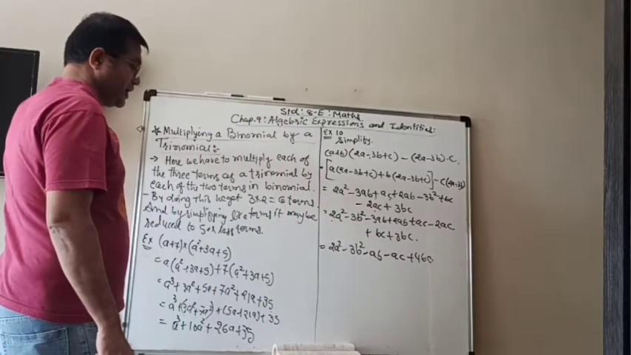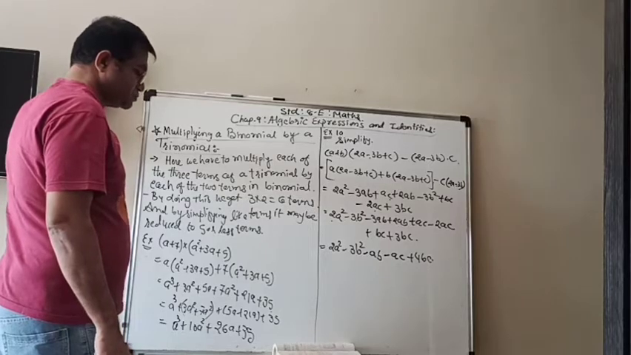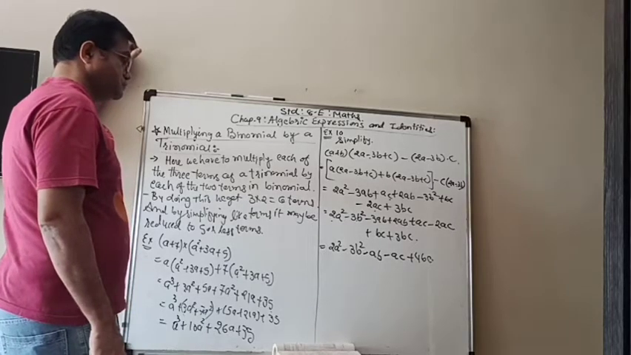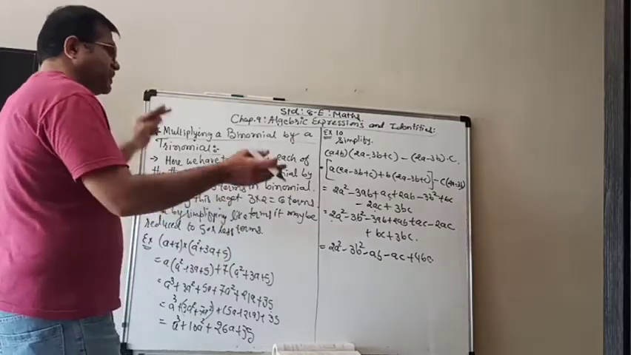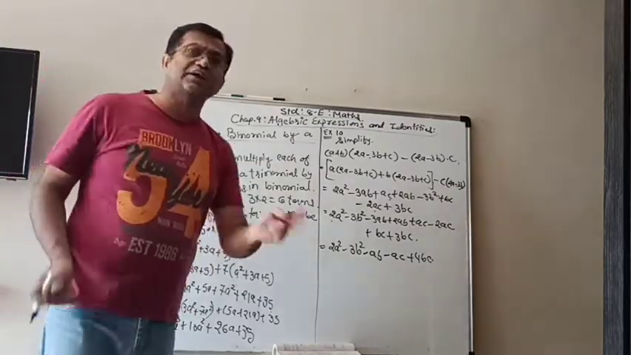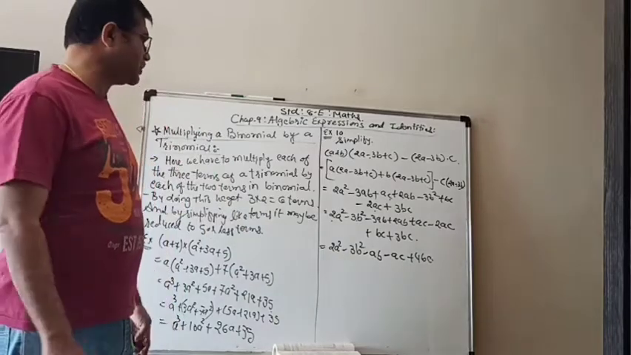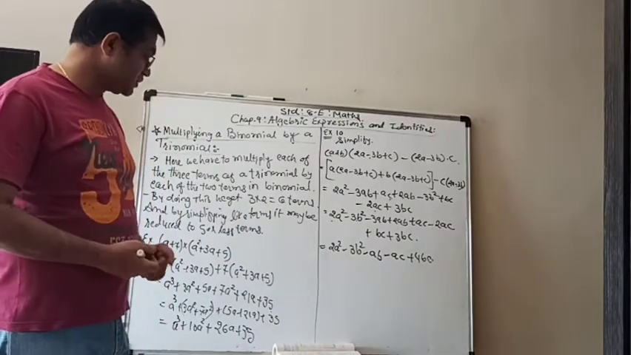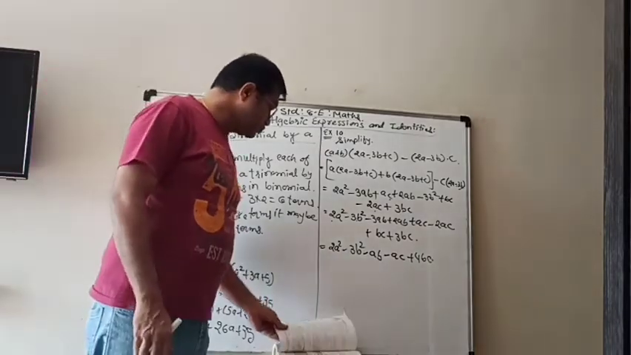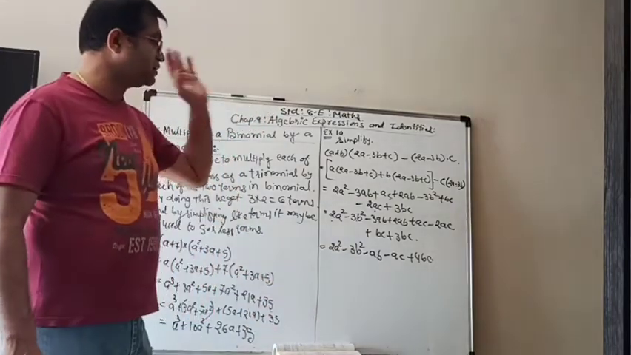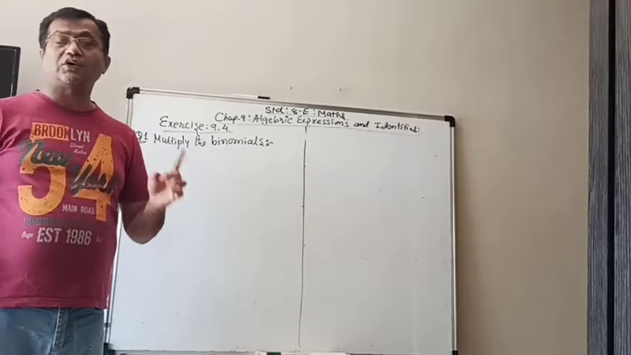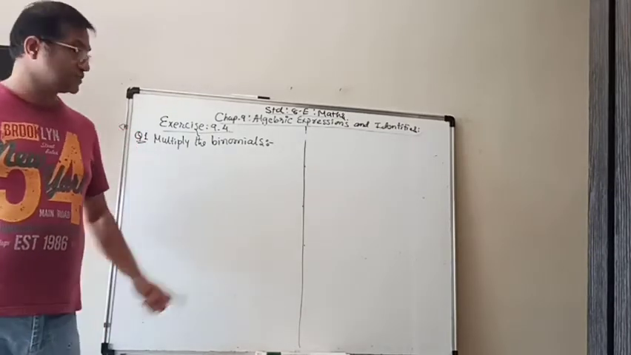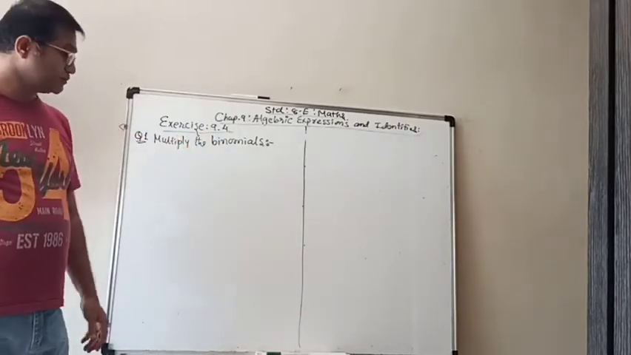So here the answer is like that: 2a square minus ab. In the book, the answer has some terms in a different order, but it is not important for the terms to be in the same sequence. Now we are going to start exercise 9.4.